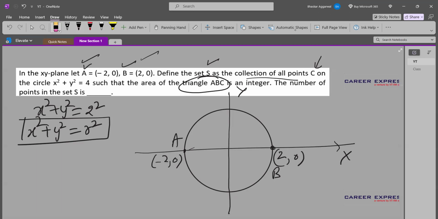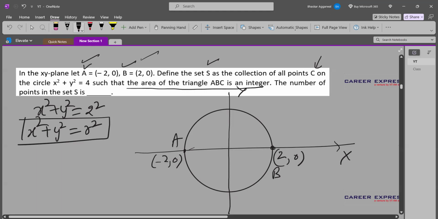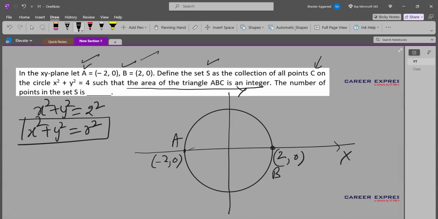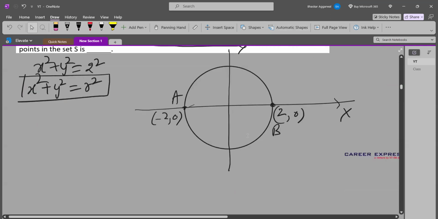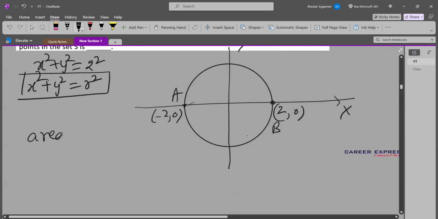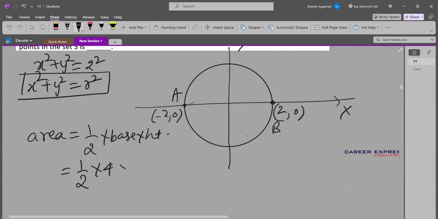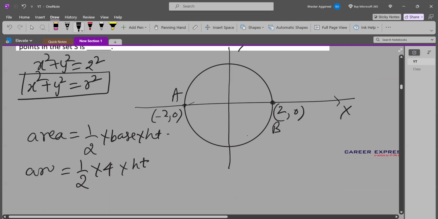C can be anywhere on the circle, but we are given some specifications for C. C should be such that the area of the triangle ABC is an integer. Now, if I take AB as the base of the triangle, then how can we write the area of the triangle? Area of a triangle is half into base length into the height. Now base length is fixed, which is 4. So the area of the triangle will be equal to 2 times the height.